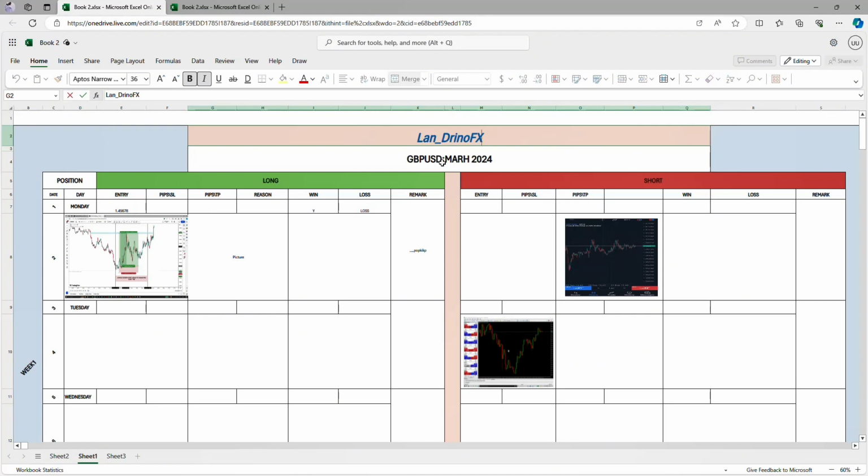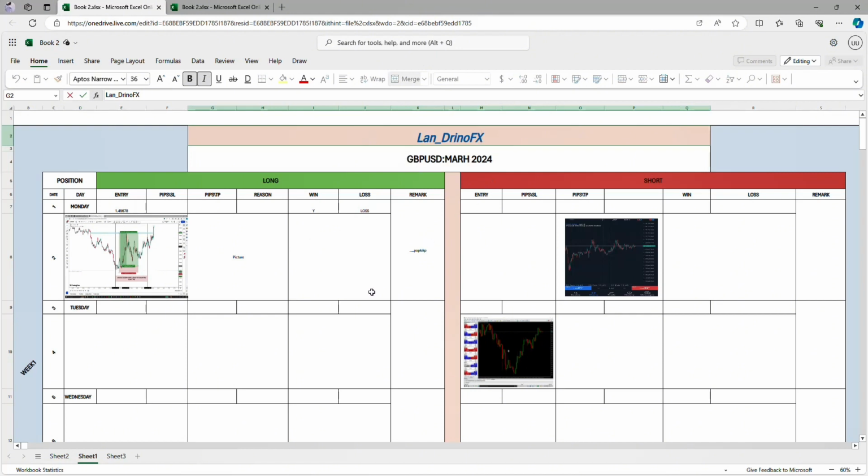Okay, and you are going to write the month. For example, if you want to start journaling in March, you are going to write March over here, March of 2024. At the time of recording, it is February, but we are soon going into March, so you can write March. In case you want to start using this worksheet next month, you can write March. Okay, so how does it look? Let us say you want to trade on the GBP USD.